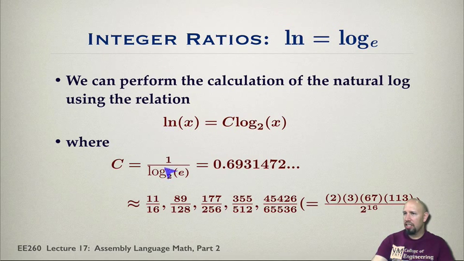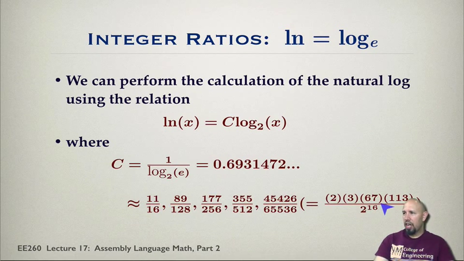There's a constant here. That constant is 1 over the log base 2 of e, which is this number. We have various approximations we can use for that. So in order to get the natural log of x, we would use the log base 2 of x and multiply it by a constant. Remember, the log base 2 is just that left shifting we're doing, until we get a carry. The number of shifts basically tells us the log base 2. That's the integer portion of the log base 2.